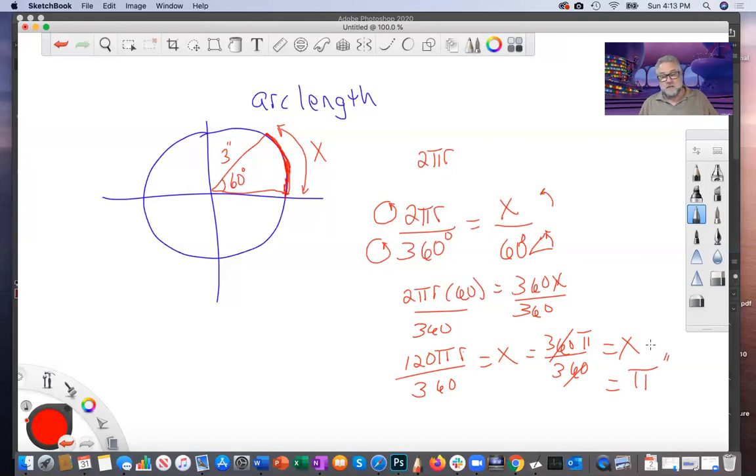Boy, that did not come out as planned. I didn't really plan that. That's kind of weird. So it's 3.14 inches is what 60 degrees does. Okay, did I do that right? Yeah, I guess I did. Okay, that was really unexpected. Okay, so let's try another one.